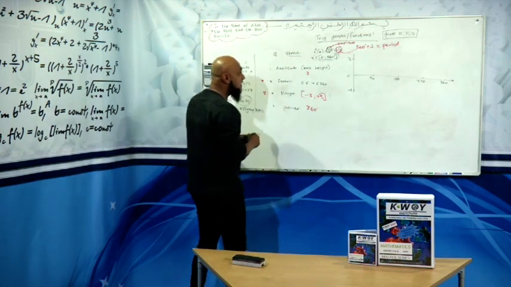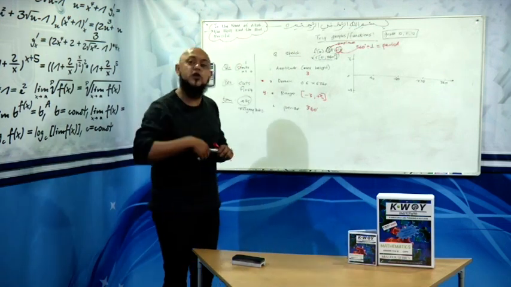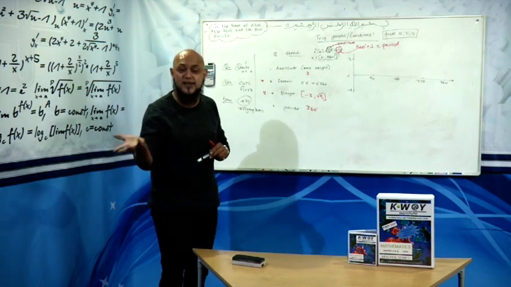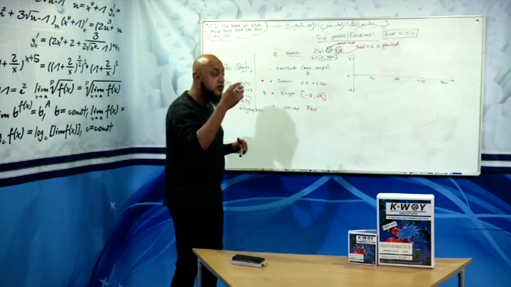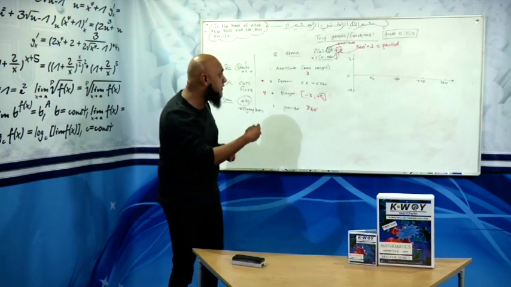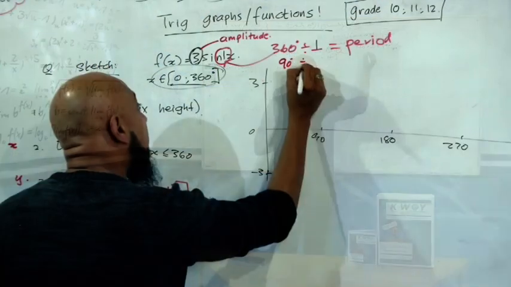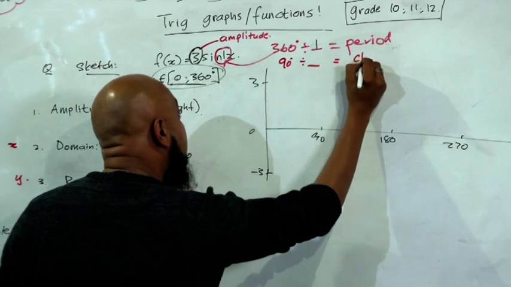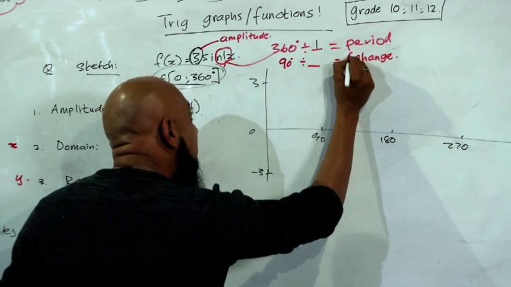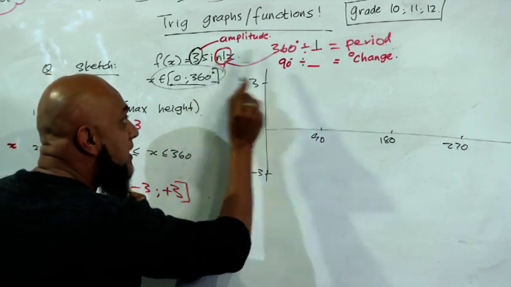Okay, let's now sketch the graph. Now, I'm going to show you something else which your teachers generally don't show you in school. You want to find out your step. You normally do it on your scientific calculators. I'm going to show you how to do it the manual way, but it's very easy. To calculate your step, meaning after how many degrees will your graph change? Remember, you need to know after how many degrees. So all you do is you say 90 degrees divided by that number is equal to the degree change. So 90 degrees divided by that number will give you your degree change.